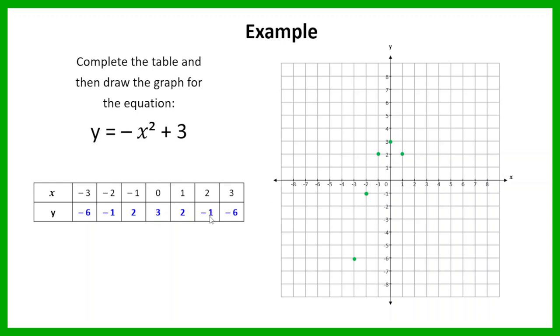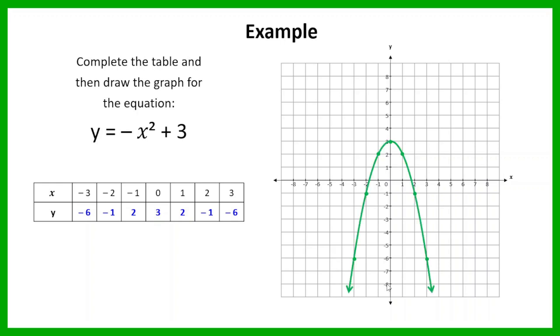Then if x is 2, y is negative 1, here, that point over there. And then if x is 3, y is negative 6. So that's going to be this point down here. Okay, so now this graph, you can see, is very different to the ones we did before. This is not forming a straight line. It's not linear. This graph, we're going to join up with a curve, and it's going to look like this.